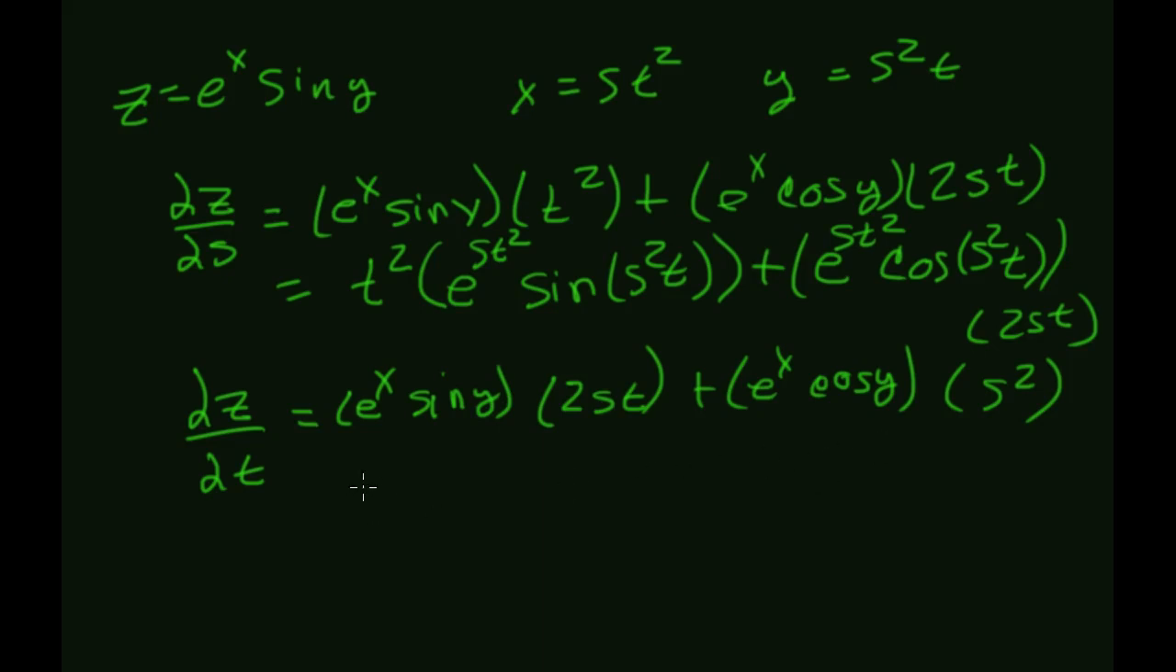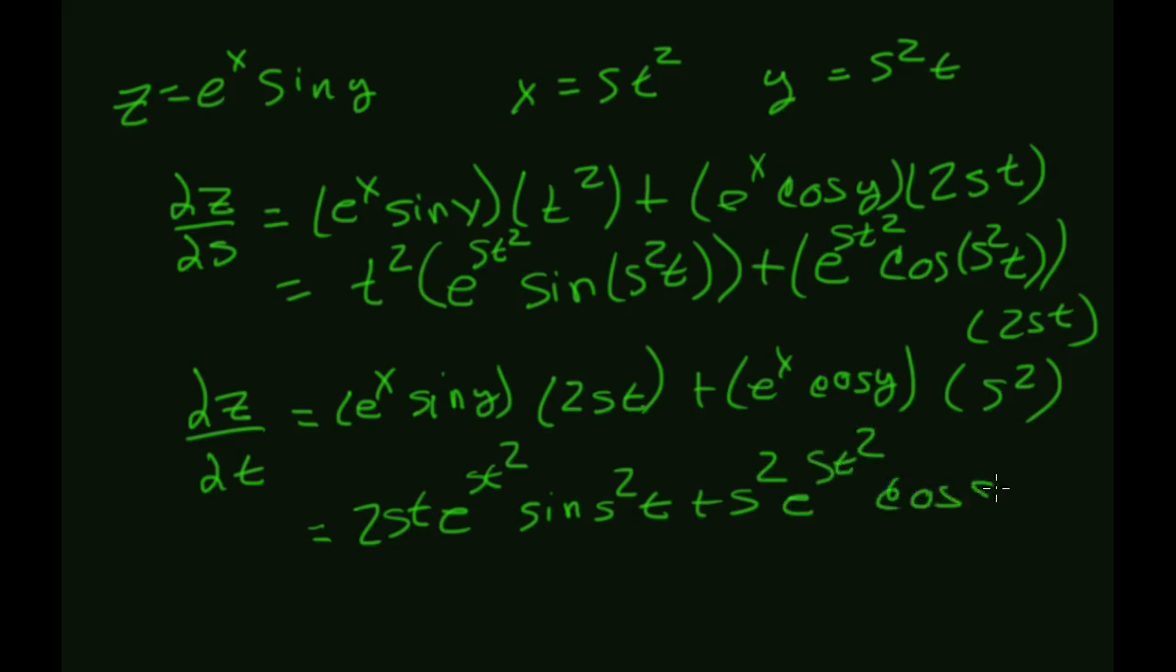So a little bit of work here. Let's see, I'm going to get 2st e to the st squared sine of s squared t, and then plus s squared e to the st squared cosine of s squared t. So that's my two partial derivatives in terms of s and t. And so that's how we kind of handle a type 2 situation here.